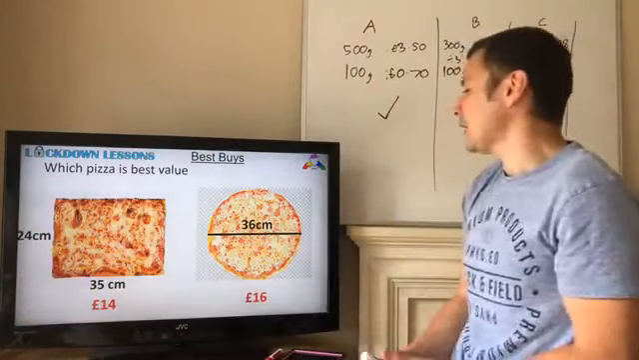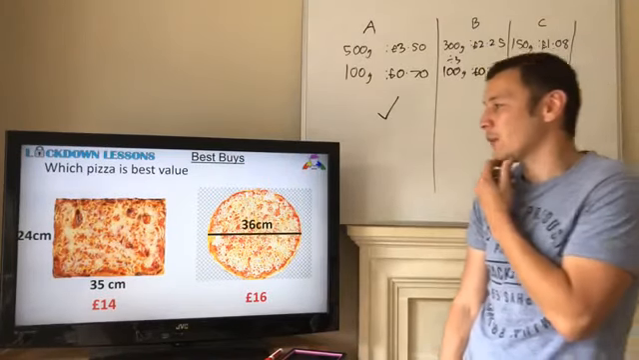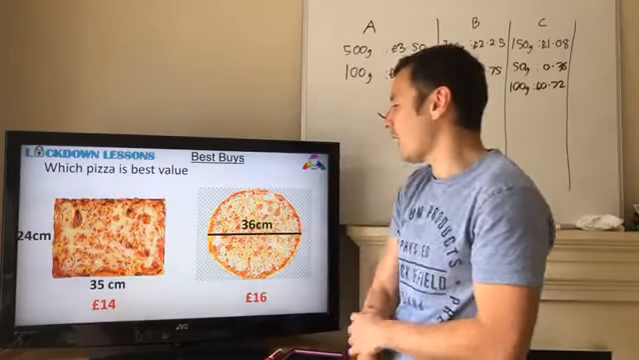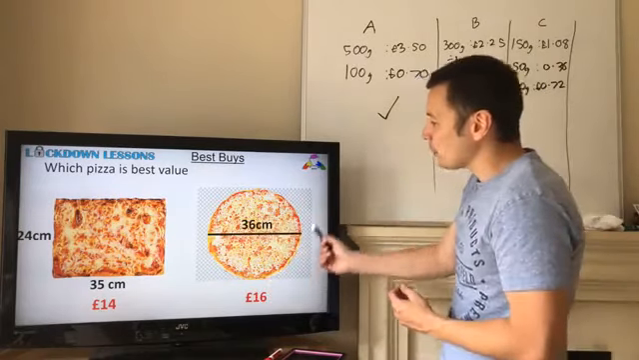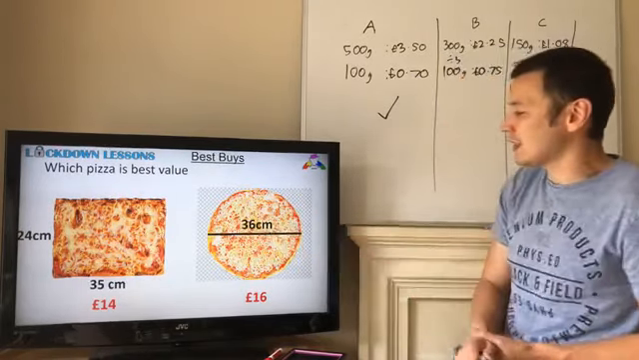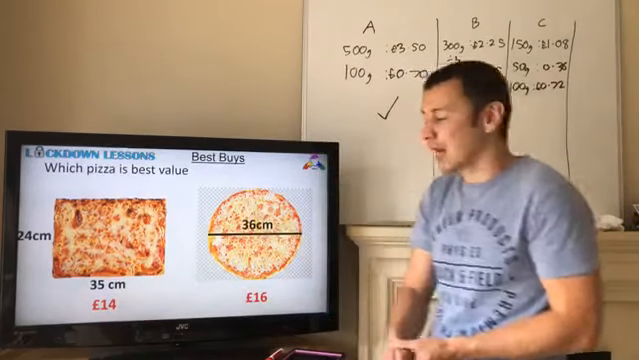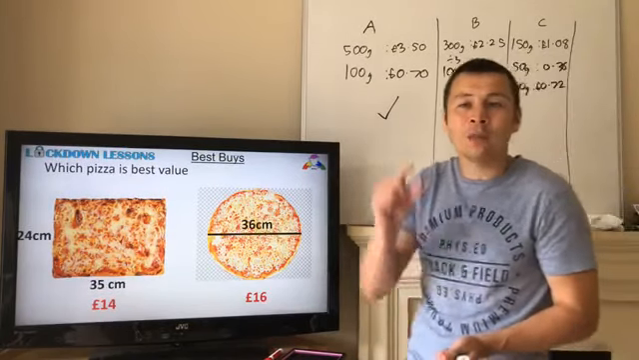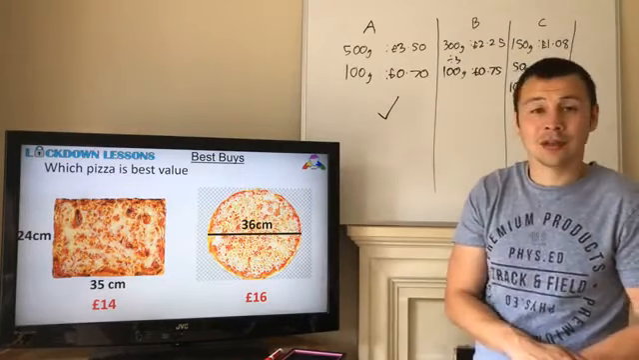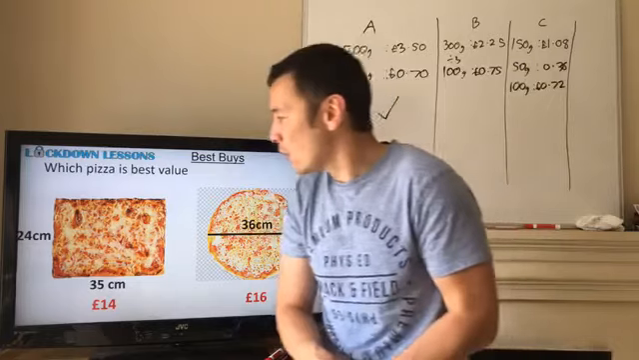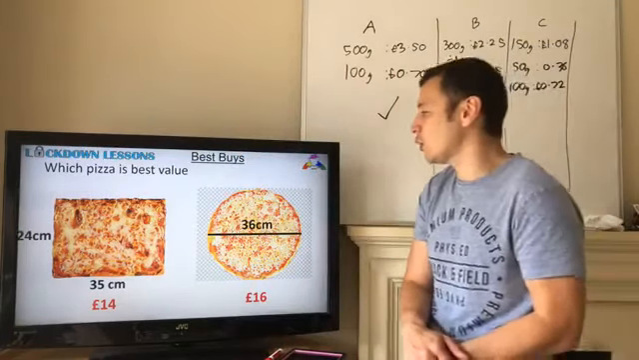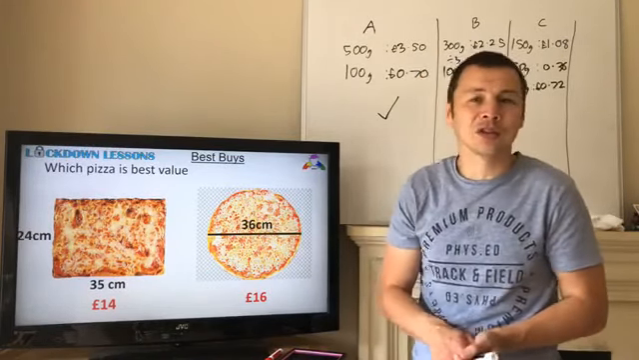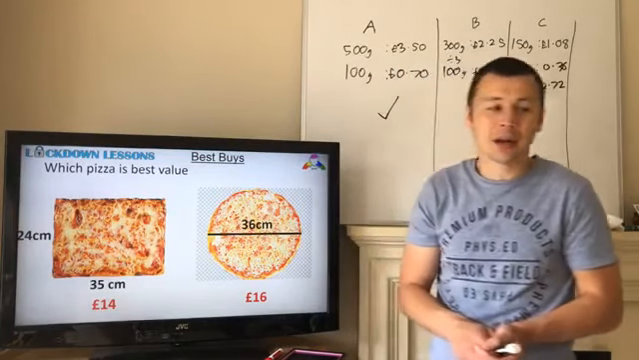Okay, right, next we're looking at some pizzas. Very tough question, very important. We're looking at pizzas and the value of them. So we've got a rectangular pizza there, which is 24 centimetres by 35 centimetres. We've got a round pizza, a circular one, which has a diameter of 36 centimetres. This one costs £14, this one costs £16. Which pizza is the best value? We are going to assume they are the same thickness. So think carefully. How would you work out which one is the best value out of these two? Margherita pizza, same toppings, same shop, same quality, different sizes and shapes.